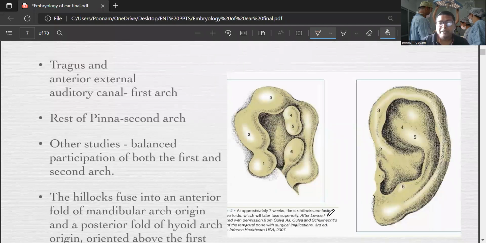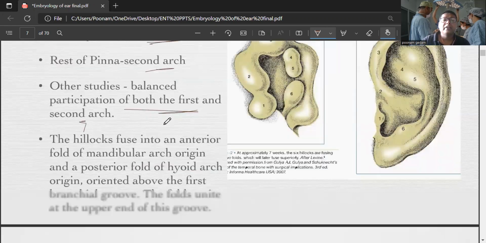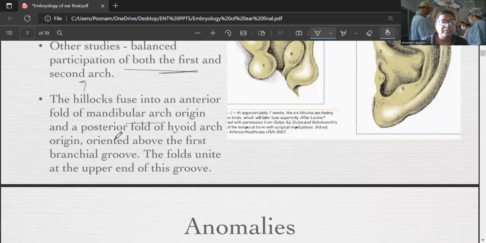At approximately 7 weeks, the 6 hillocks are fusing into 2 folds, which later fuse fairly. The tragus and anterior external auditory canal develop from the first arch. The rest of the pinna develops from the second arch. So remember that. Some studies claim that there is balanced participation of the first and second arch. The hillocks fuse into the anterior fold of mandibular arch origin and the posterior fold of hyoid arch origin, oriented above the first branchial groove. The folds unite at the upper end of this groove.